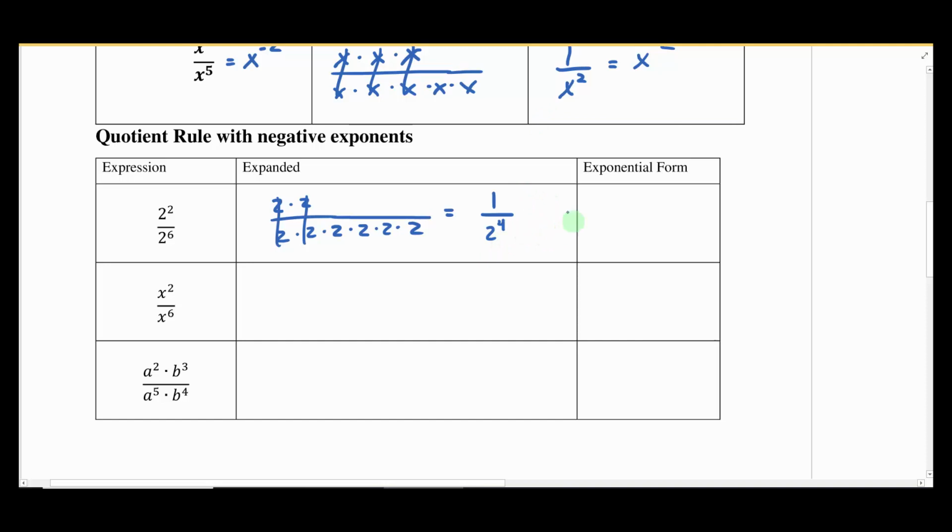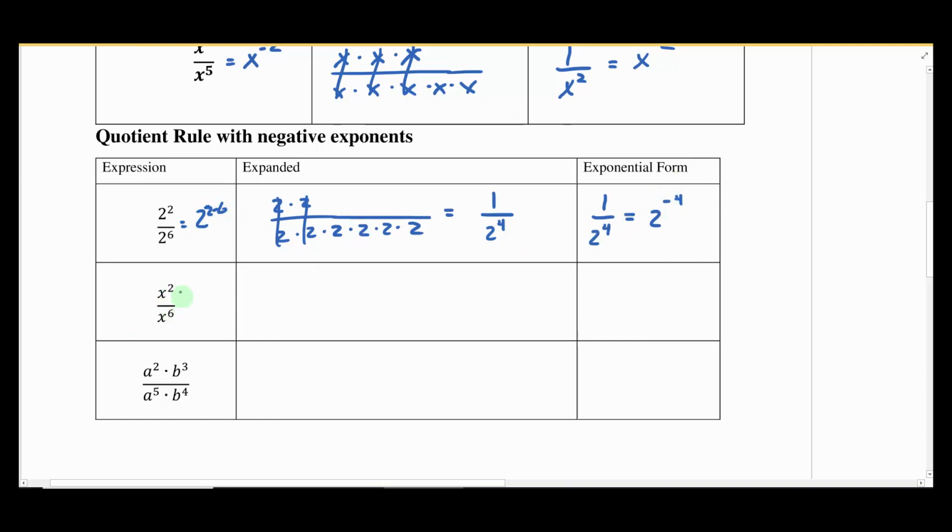Okay. So then if I were writing this in its exponential form, I have two options. I could write this as 1 over 2 to the 4th, or I can write this as 2 to the negative 4th. Right, because 2 minus 6 using that quotient rule. Right, if I did 2 minus 6, we would get negative 4.